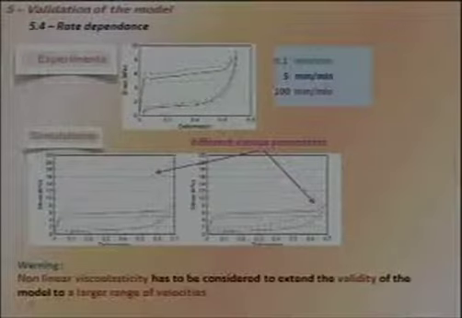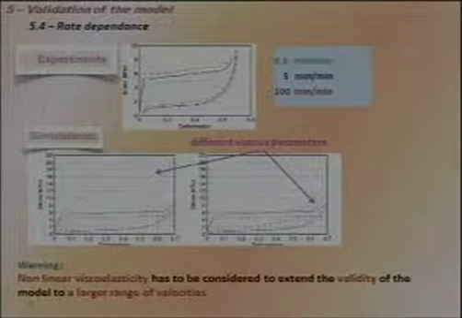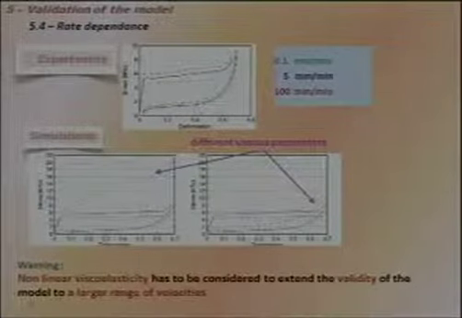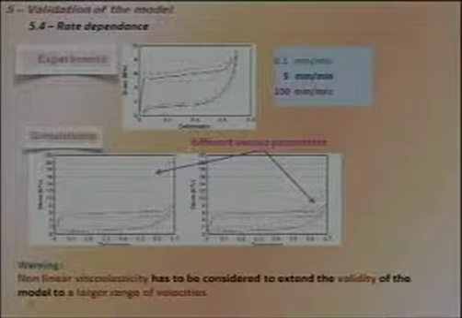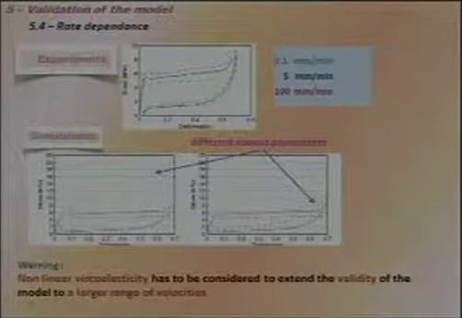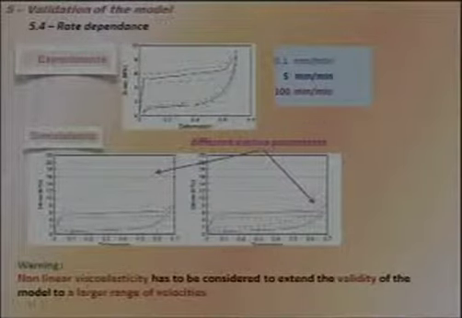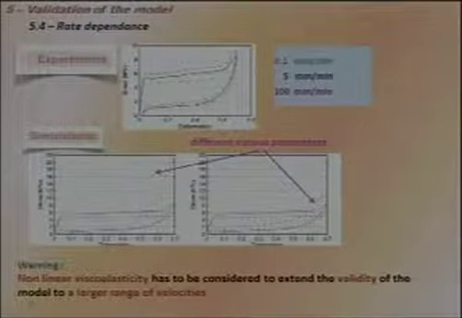The rate dependence will be something more complicated. We have experimental results for 3 velocities. For 2 of them, it works pretty well. Pardon. That's experiment, and that's models. But for the third one, there is a big difference between the simulations and the experiment.